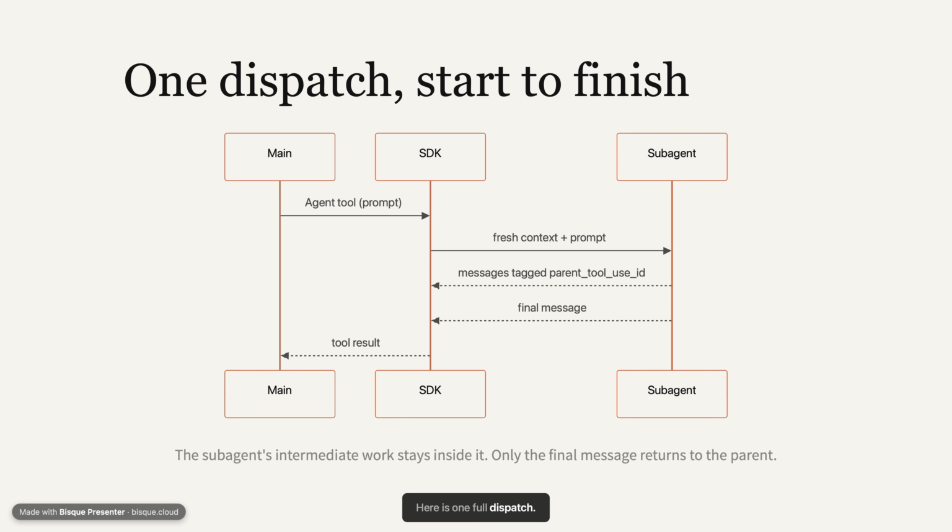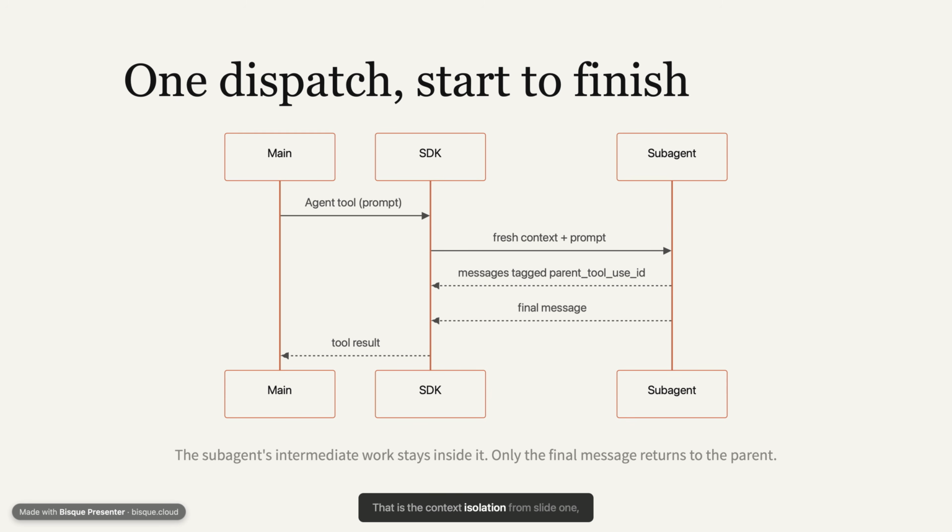Here's one full dispatch. The main agent calls the Agent tool with a prompt. The SDK spins up the subagent with a fresh context and that prompt. As the subagent works, its messages stream back tagged with a parent tool use ID so you can tell whose work it is. And when it finishes, only the final message comes back as the result of that Agent tool call. All the intermediate tool calls and reasoning stay inside the subagent.